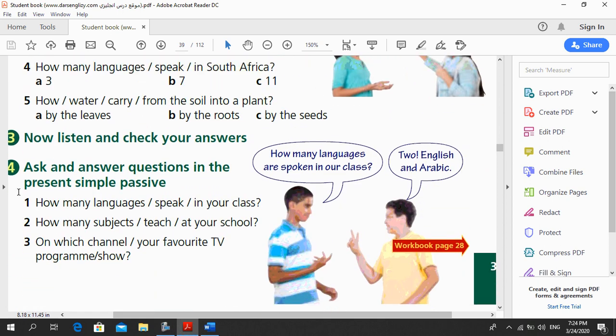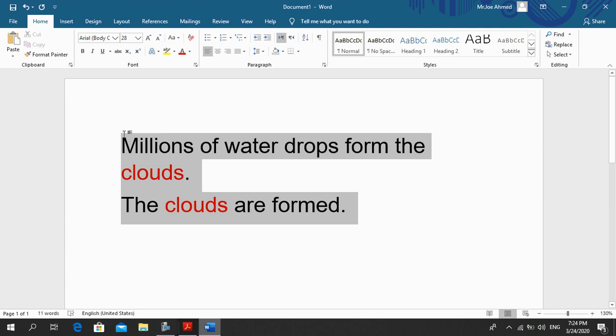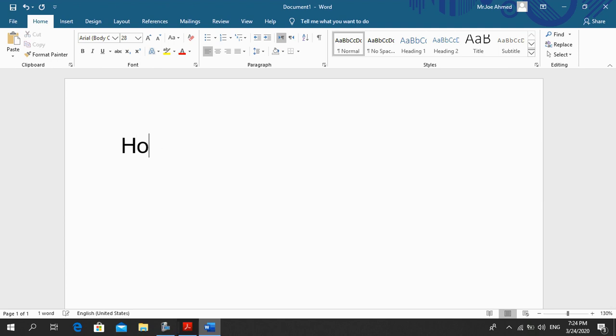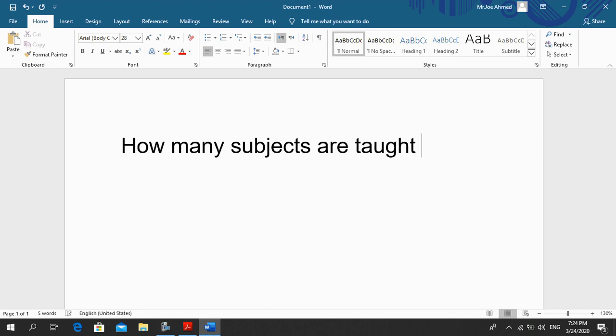Number 1. How many languages speak in your class? Ask and answer the questions in the present simple passive. This is done. How many languages are spoken in our class? 2. How many subjects teach at your school? So the answer is how many subjects are taught, the past participle of teach, at your school. Super easy.